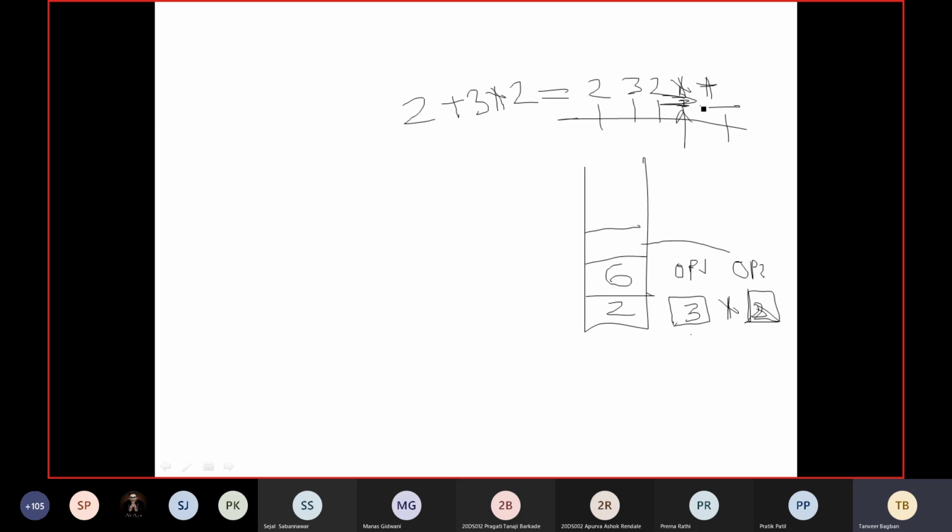Now the next character is plus. This is also an operator, so the same thing is performed. Now this 6 is taken in OP2. 6 is popped and taken in OP2, and 2 is popped and taken in OP1. So it is going to be 6 and 2.